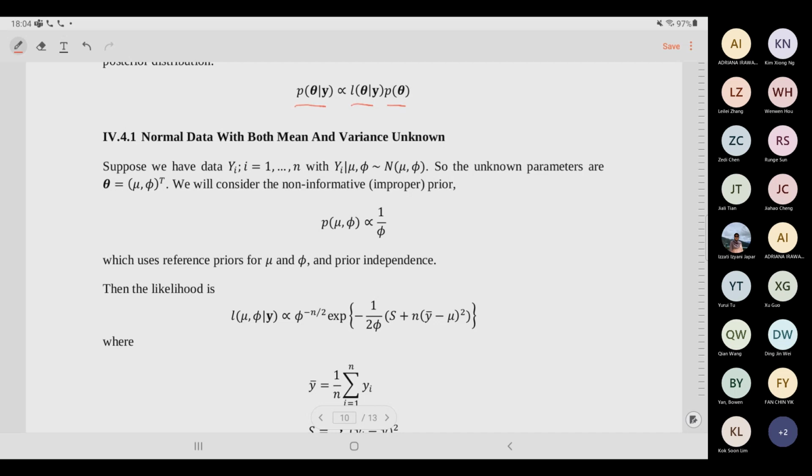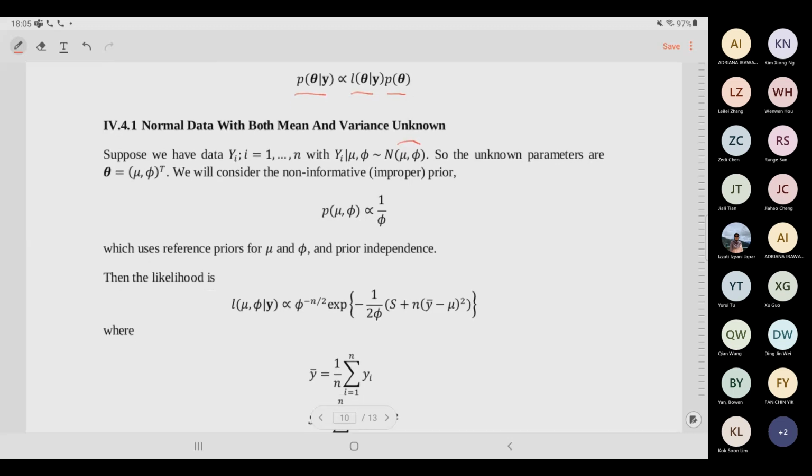But what if we were to look at the normal data and we assume both the mean and the variance are unknown? Okay, so now we have our normal, and we assume both the mean and the variance are unknown. So now our unknown parameters are mu and phi, where phi is your variance. Okay, so as I said before, to make it easier to write, we usually don't use sigma square. We just use one parameter. So here we use phi.